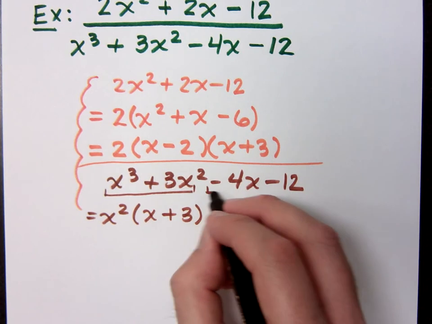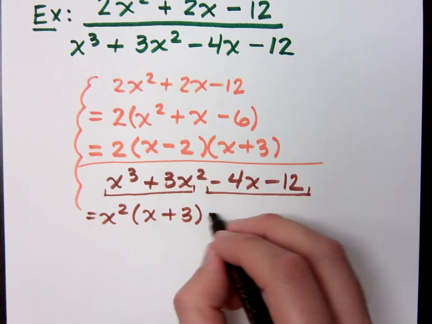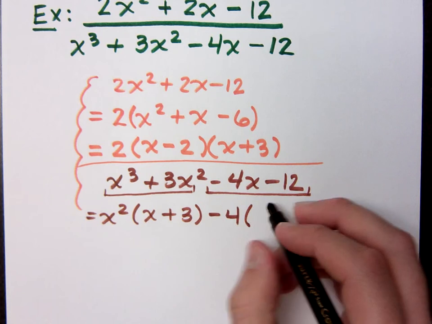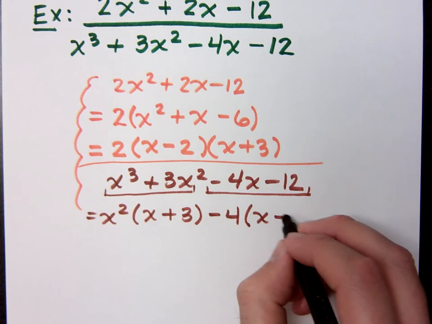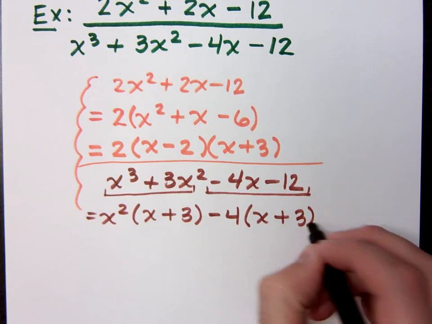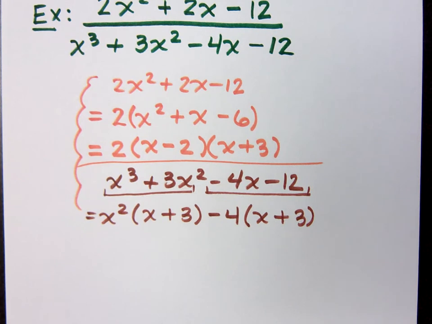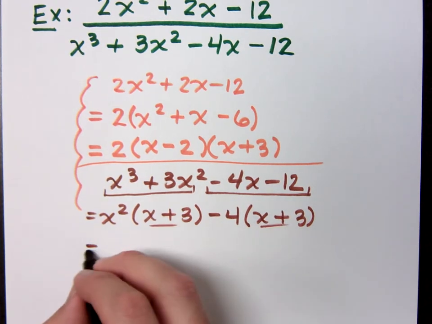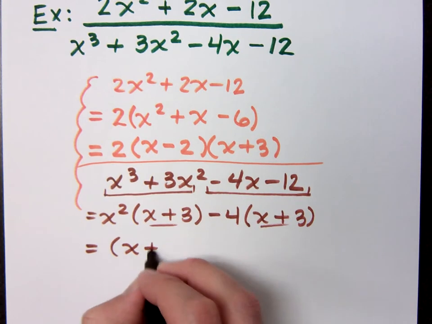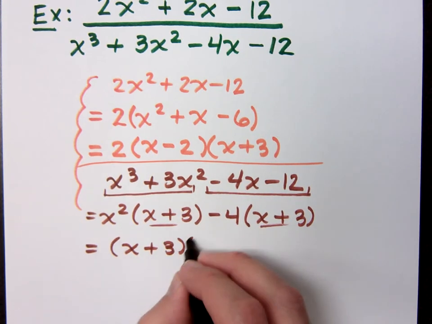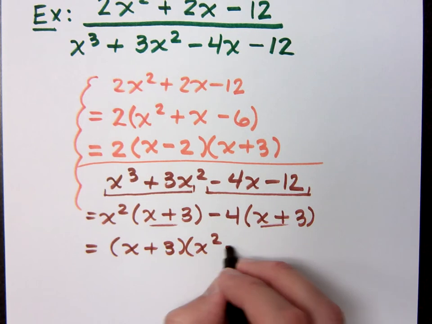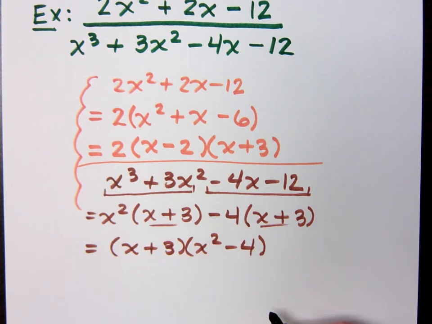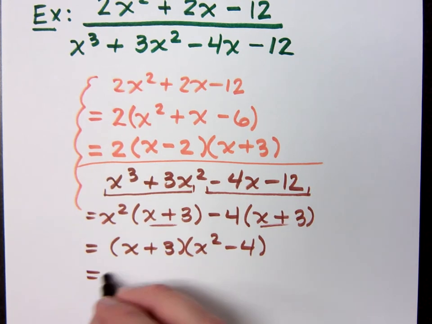What's the common factor in the second group? Negative 4. Factor that out, and what do you have? x plus 3. As we remember from factoring by grouping, x plus 3 is the common factor, so I factor that out front. What am I left with? x squared minus 4. Am I done? No. You bring down the 2, right?